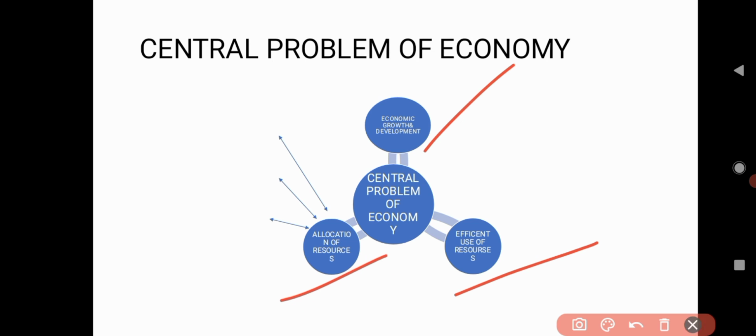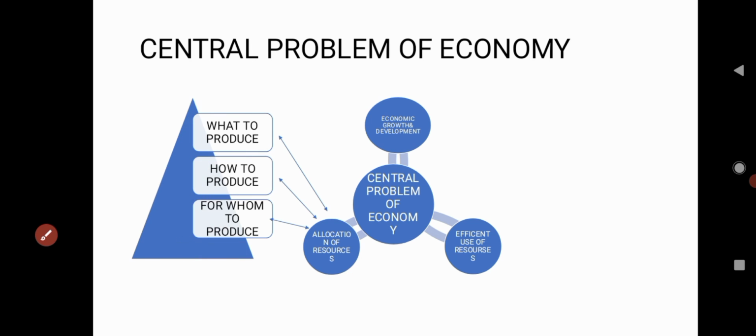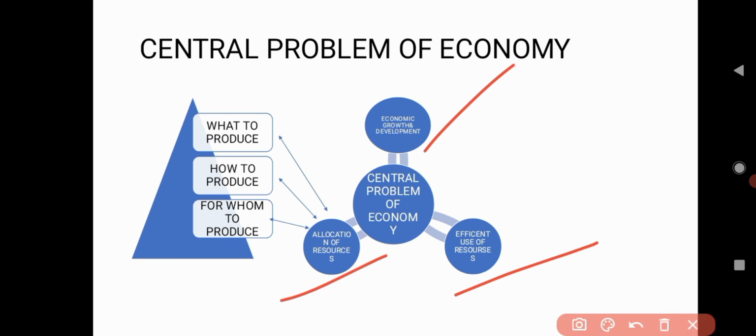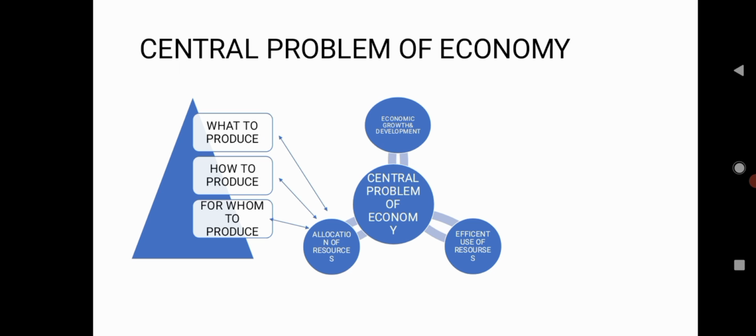These are the three questions that arise in the central problem of the economy: what to produce, how to produce, and for whom to produce. These are the three most important questions that arise when we talk about the central problem of the economy under allocation of resources, right? Let us understand this with an example and in detail.